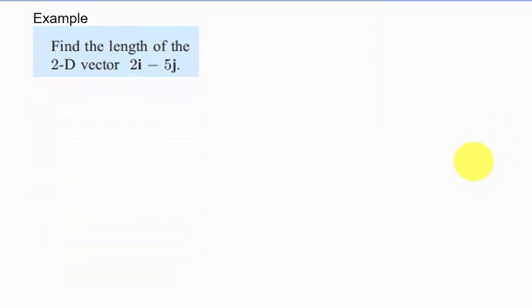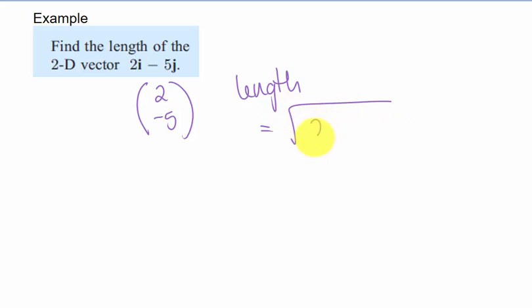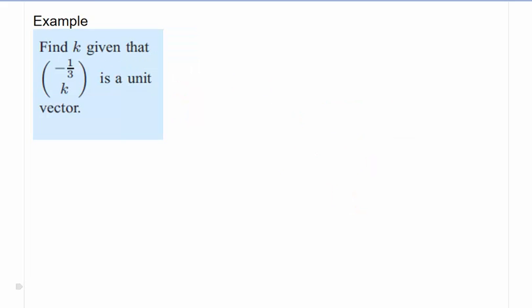So if we're given this question, it says find the length of a 2D vector, which is 2i minus 5j. This is just a fancy way of saying our x component is 2 and our y component is -5. If we're going to find the length, we're going to use our formula. So 2 squared plus -5 squared, which is the square root of 29. So really, they're just giving us the same information, but in a little bit different form.